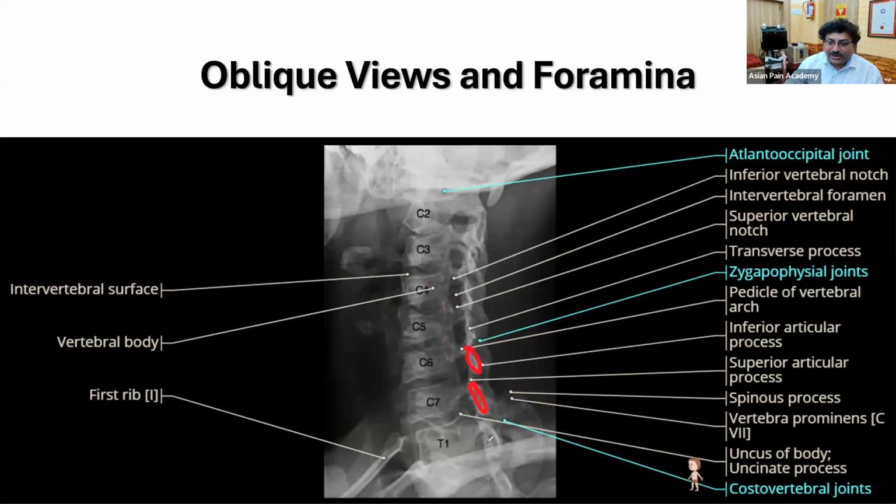Can anyone tell what those teardrop shaped images are? Facet joint? Transverse process? No. Okay, it's a difficult question, but let me explain. Articular process? No, it is not the articular process either.